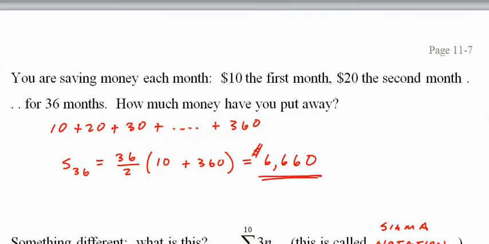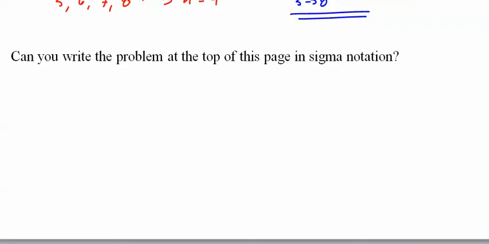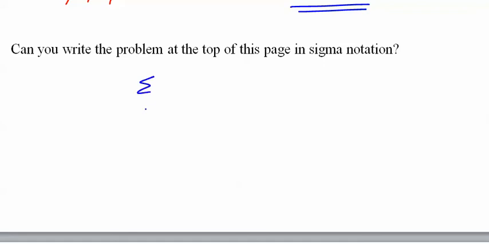That means this one, the 10, 20 up to 36 months. Doesn't matter what variable you use. N equals 1 to 36. First month is 10, then 20, then 30. Can we just go with n times 10? 10, 2 times 10, 20. There it is.